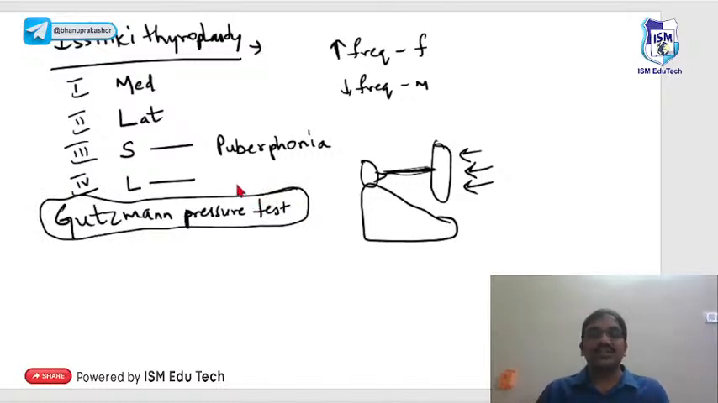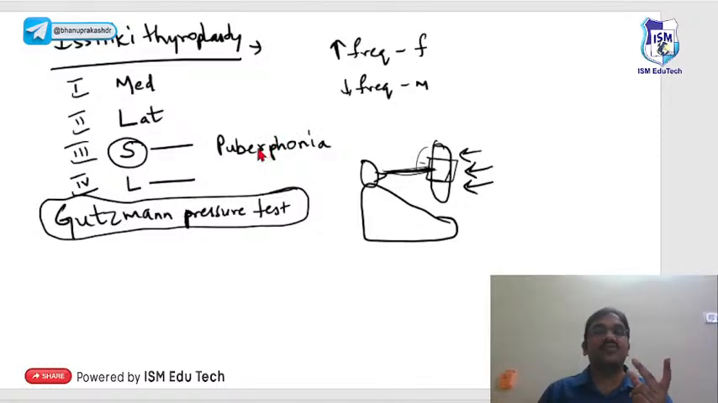So in such cases, what will you do? You will do a shortening procedure, right? You will cut a bit of the thyroid cartilage here, rotate it, and place it at the back. The detailed procedure is not required at your level. That shortening procedure is done in puberphonia. Again, no need to learn it by heart.